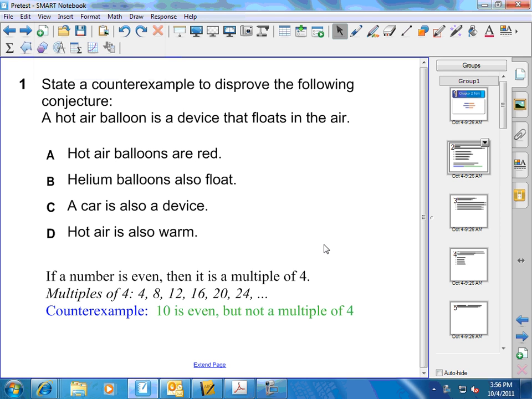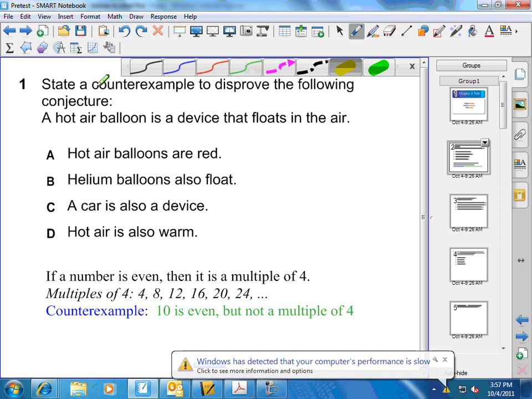Okay, I'm going to cover some of the more frequently missed questions on the pretest. Starting with number 1, it says state a counterexample to disprove the following conjecture. Remember, a conjecture is a statement, based on observation, that you think is true. We looked at it in the context of inductive reasoning, but we're looking for a counterexample of a given statement. I had a few people ask me, what is a counterexample?